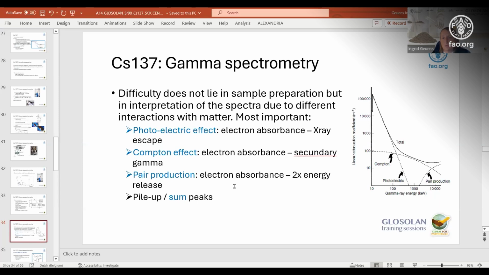The Compton effect is in fact also an electron absorbance, but delivering a secondary gamma. And then the pair production is an electron absorbance, but resulting in 2 times an energy release. And then the sum peak is in fact gamma rays going so fast to the detector that they're piled up and counted as 1. So 2 times the energy counted as 1. I will go in a little bit more detail for the four most important interactions we get when we do gamma spectrometry.